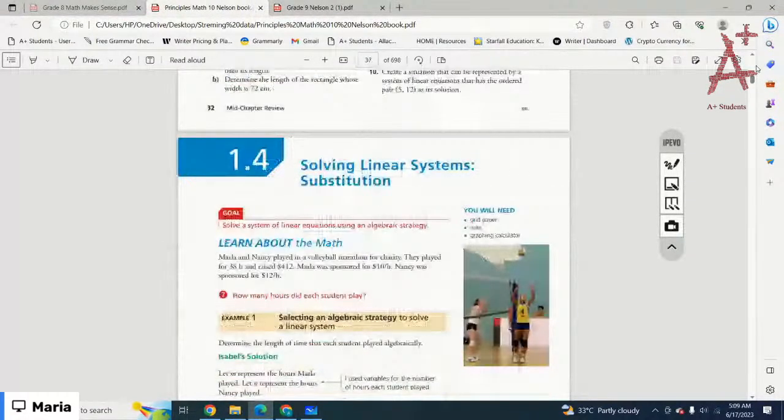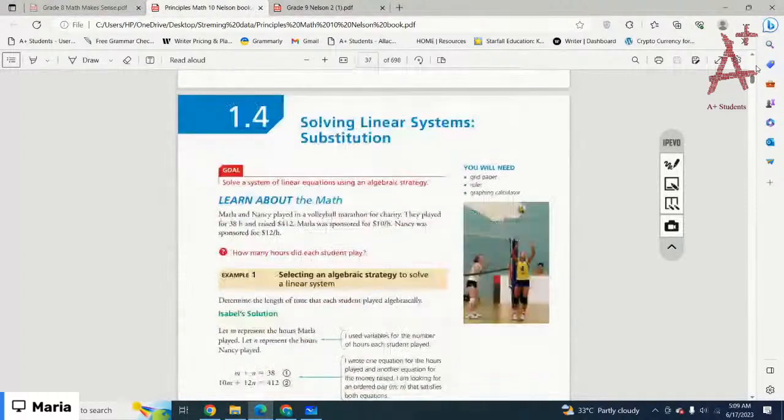We are here for Grade 10 math. We're working on the Principal Math Nelson Grade 10 book. We're going to start with 1.4, solving linear systems by substitution. We have different methods to solve linear equations, and we're going to learn how to solve them with the substitution method. Got it?